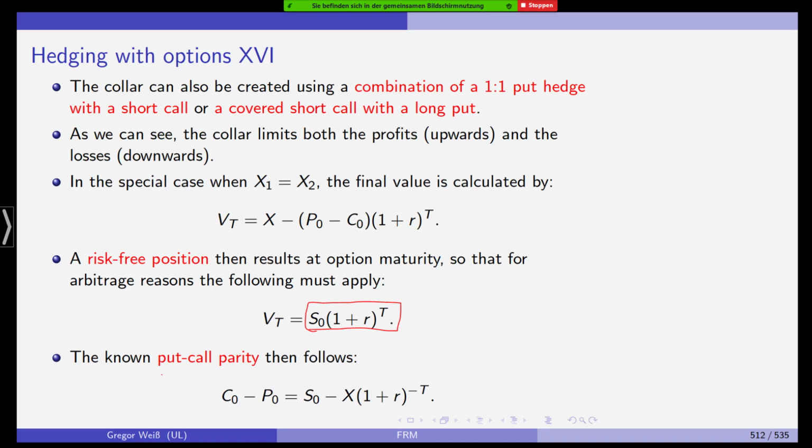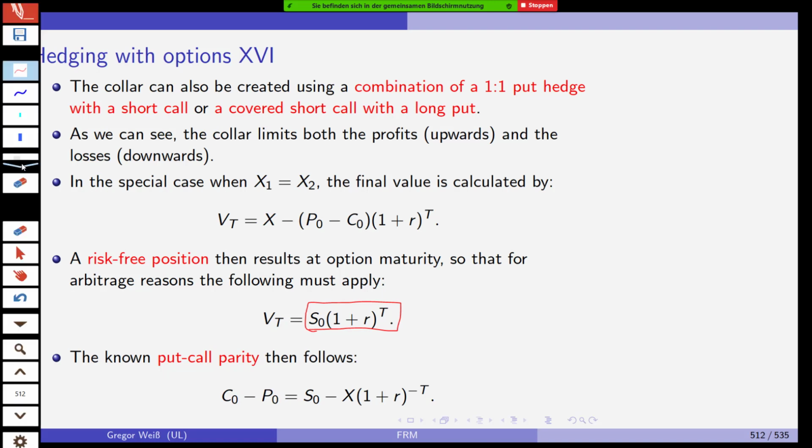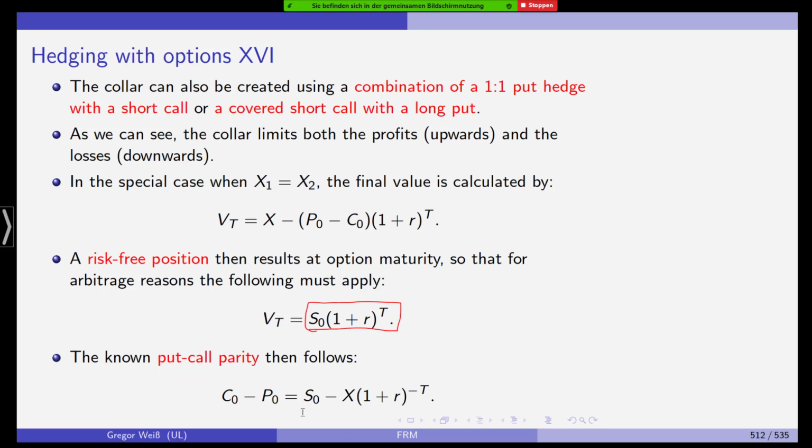Meaning what? On the left hand side you have C0 minus P0. This is maybe not so interesting at first sight. It's the current underlying price minus the strike discounted using R and capital T. But in other words, you can also write this in this way. C0 equals P0 plus S0 minus X over 1 plus R to the power of capital T minus small t.